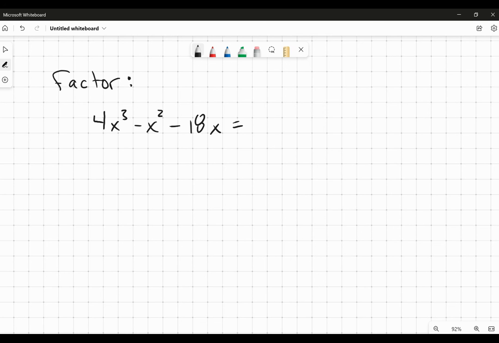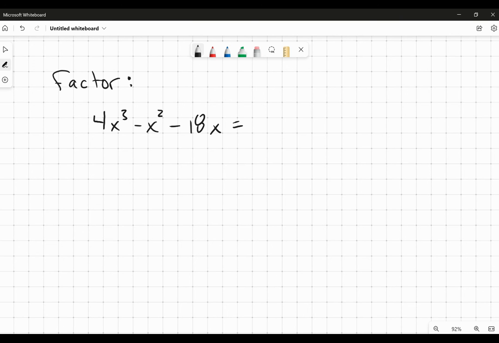All right, hi everybody. We're going to look at another example of factoring here. So I've got 4x cubed minus x squared minus 18x. Okay, so it's a trinomial, but it doesn't have quite the same pattern that I usually like to see in trinomials. What I like to see is the quadratic term, the linear term, and then the constant, right? And then you can break that up or some variation on that.